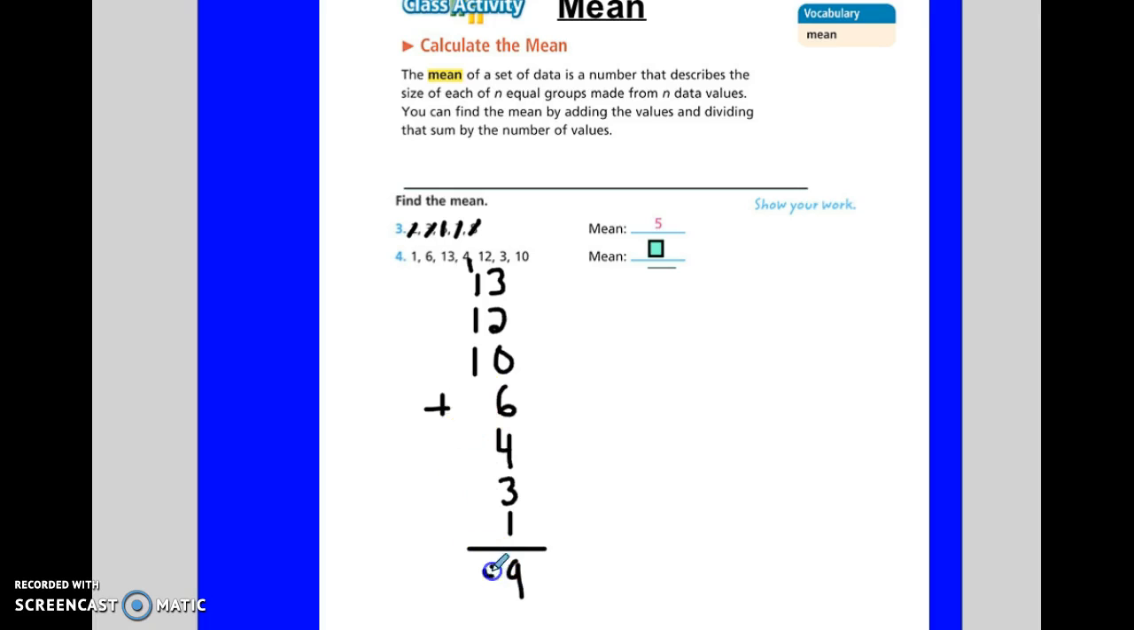Now we're not done. I've added them all together. Then I have to divide it by the numbers there are in my set. So there's 1, 2, 3, 4, 5, 6, 7 numbers. So I'm going to do 49 divided by 7, which I know right off the top of my head is 7, because 7 times 7 is 49. So that's how you find the mean. You add all of your numbers together, and then you divide by the number of numbers in your set. All right, let's keep moving on.